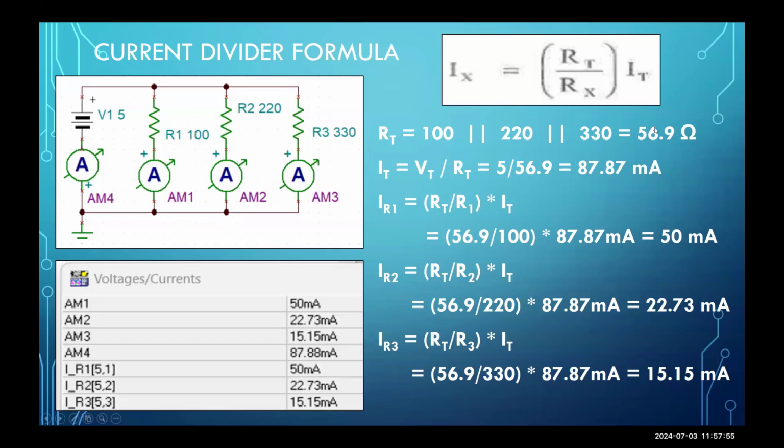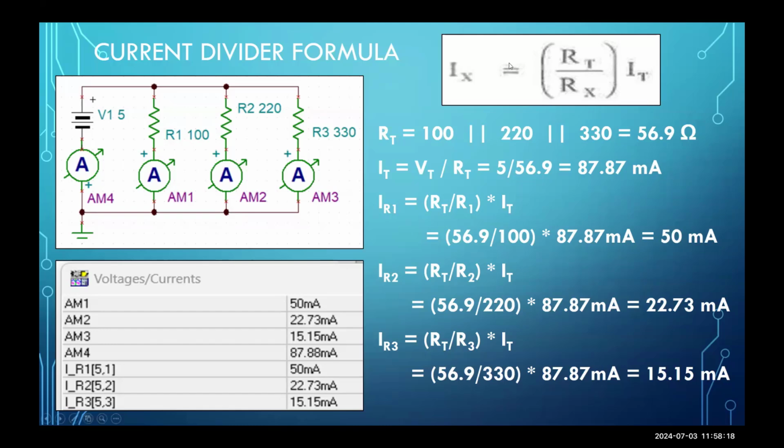Based on Ohm's law, how do we calculate I total? I total is calculated as V total divided by R total. Well, my V total is 5 volts. My R total is 56.9 ohms. So if I do the math, I'll end up with 87.87 milliamps. Nice. That's my total current.